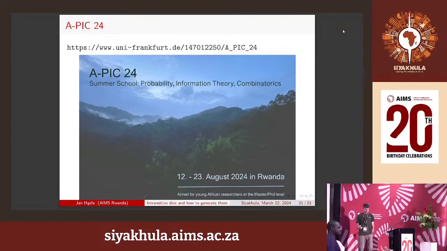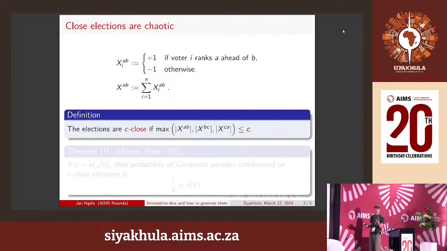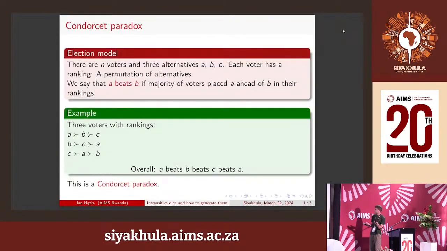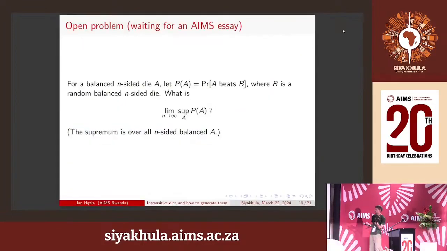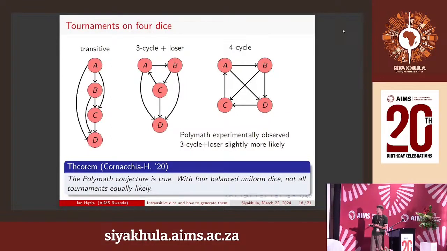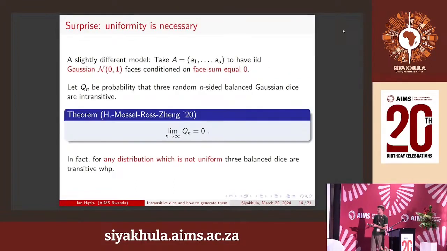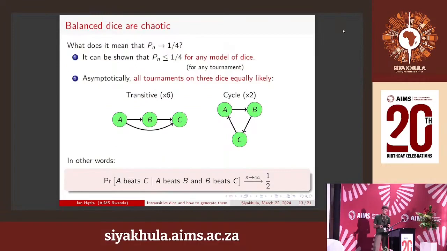Very stupid question probably, but when you go back to the result where you say conditioning on A beats B, B beats C, the probability that under this condition A beats C converges to 1/2, how fast does it actually converge? Yes, actually this one, how fast is this convergence? Is it really, really fast when you do simulations for small n? Do you directly see it?